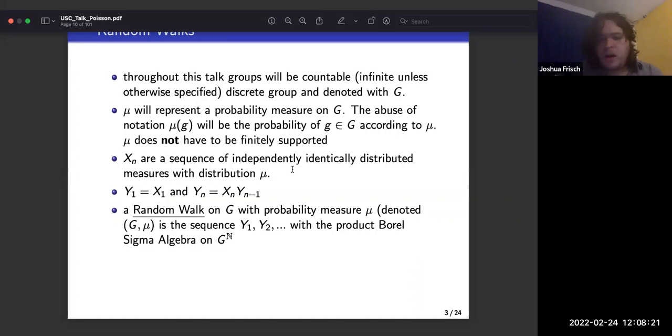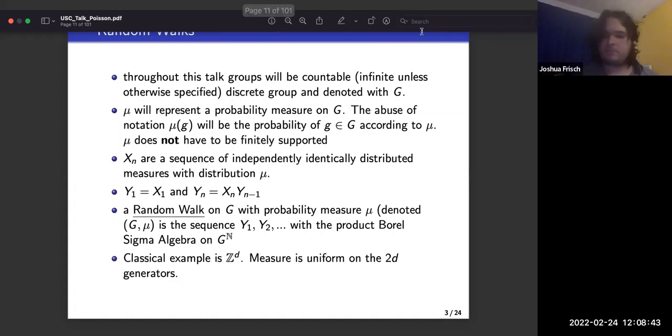A random walk on G with probability measure mu is just going to be the sequence Y_1, Y_2, Y_3, et cetera, with the product Borel sigma algebra on G^N. So again, you take a coin flip, you go left, you go right, and then you just keep track of where you are at every time step. The classical example here is when we do this on the d-dimensional lattice, and the measure is just the uniformly distributed probability measure on the 2d generators of that lattice.